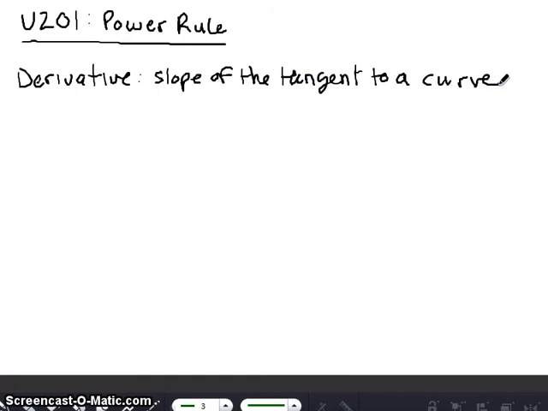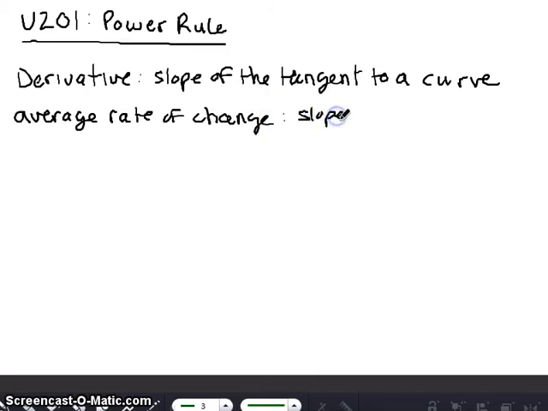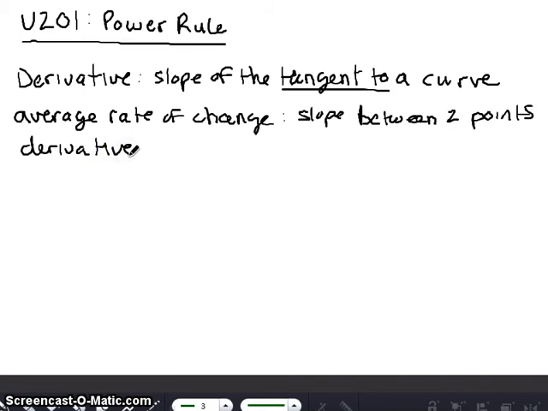So we spent a lot of time talking about the average rate of change, which was the slope between 2 points. But if we think about the derivative being the slope of the tangent line to a curve, since we're talking about that tangent line, we know that the derivative is going to be the slope of a curve at 1 point.